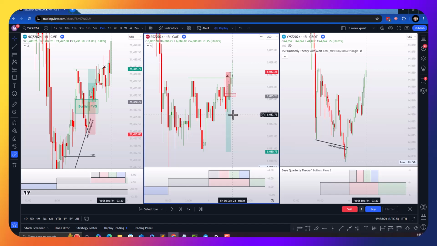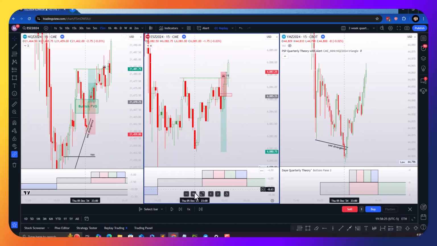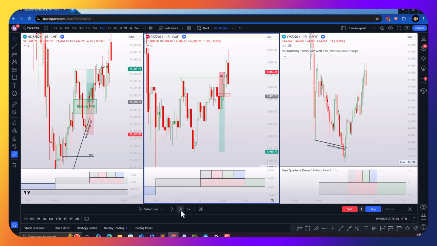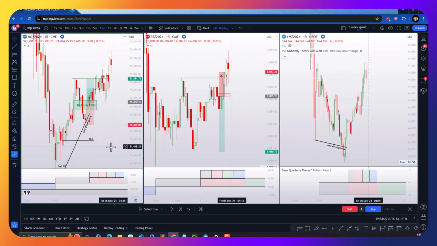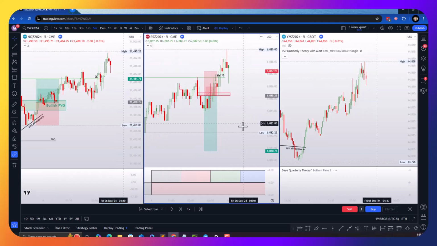Let's see, where else can we find some SMT? Let's keep going. Okay, I don't see any. So you can find it on the 5-minute chart. You can find it here, in between here. So let's go down to the 5-minute. We'll see what we see.